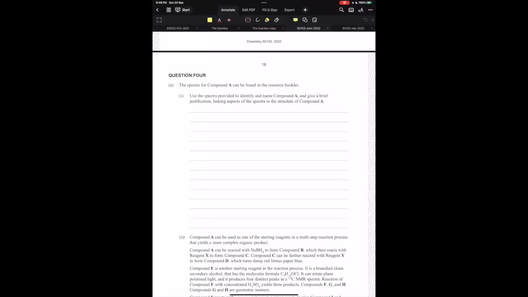Hi everyone, this is question 4 of Scholarship Chemistry 2022. So going straight into part A. The spectra for compound A can be found in the resource booklet. Part 1 suggests: use the spectra provided to identify and name compound A, and give a brief justification linking aspects of the spectra to the structure of compound A.